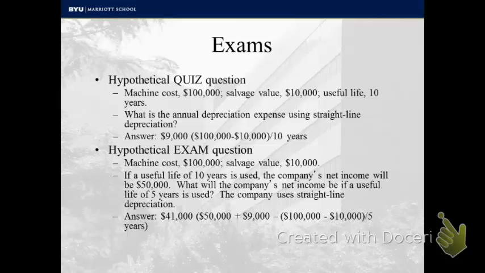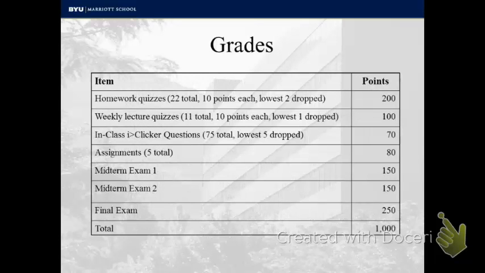Okay, just a quick summary of the points in the course. So as I mentioned, there will be 22 homework quizzes, 2 are dropped. So there are 200 points for the pre-class quizzes. For the post-class weekly quiz, 11 of them will be taken, 1 is dropped, so there's 100 points assigned for those. We mentioned in-class clicker questions, there will be a total of 75 of those, with 5 being dropped, so 70 points for those. You'll have 4 assignments for 80 points, and then the 2 midterms and the final round out the 1,000 points for the course.